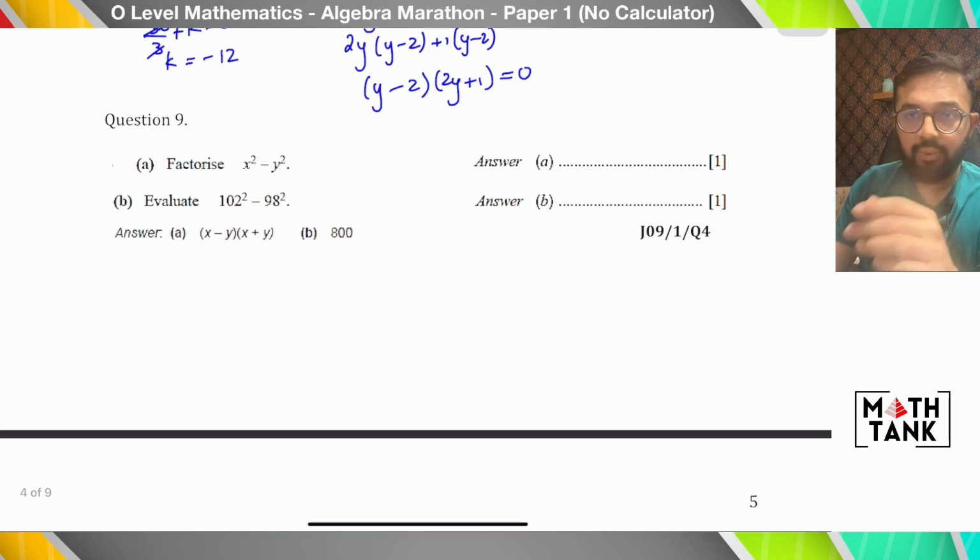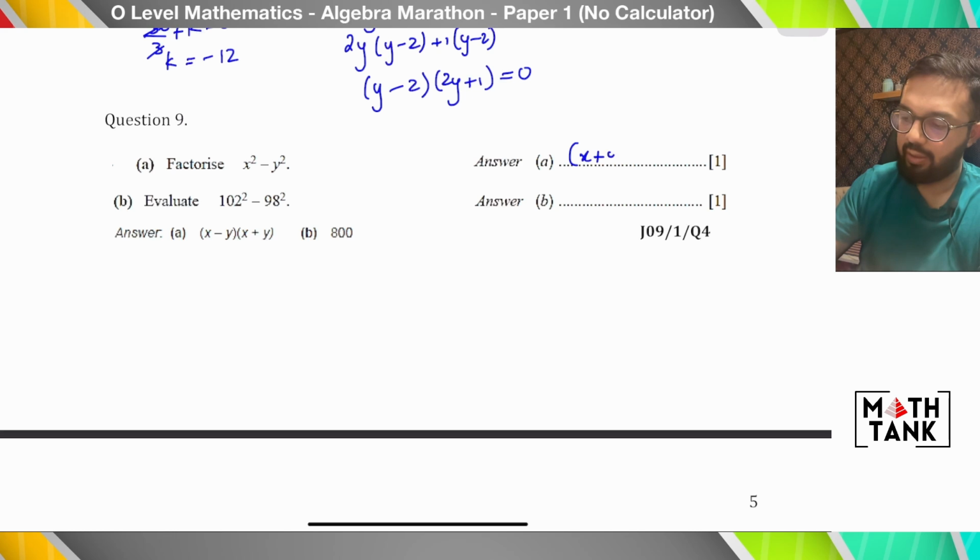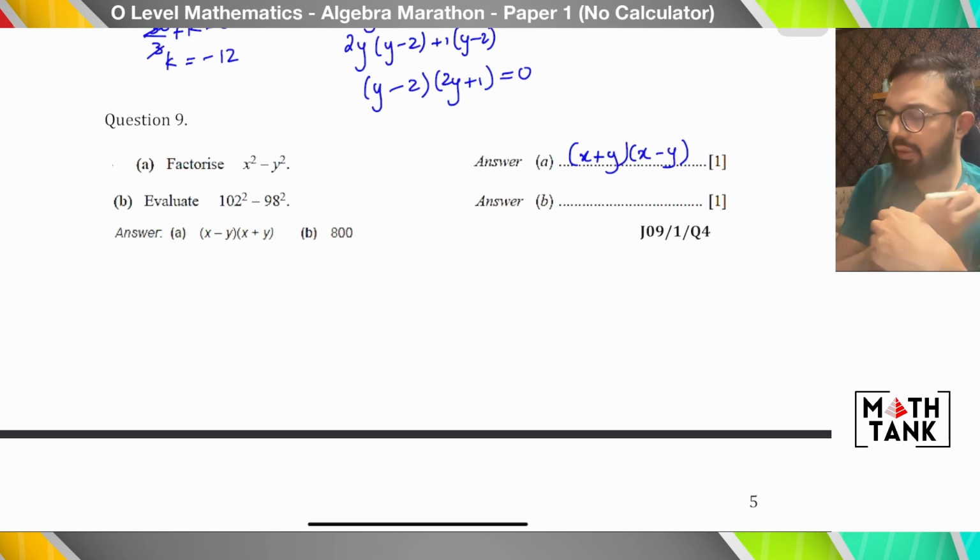Question number 9 is simple. It says just factorize. So I'm just going to go on and factorize. There's nothing unusual about it. It simply becomes x plus y into x minus y. This is the difference of squares, and we've done a lot of questions in the lecture series. So that is the answer to that.